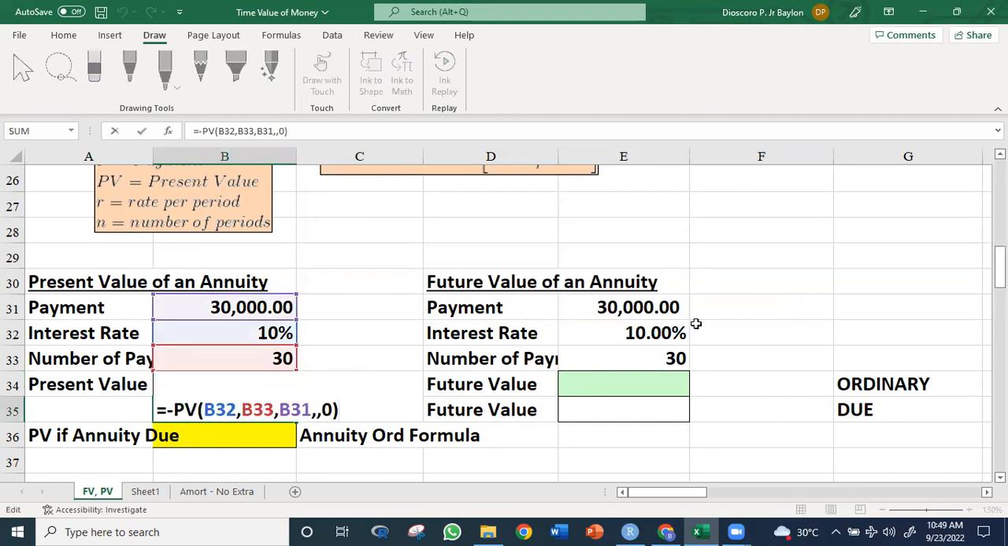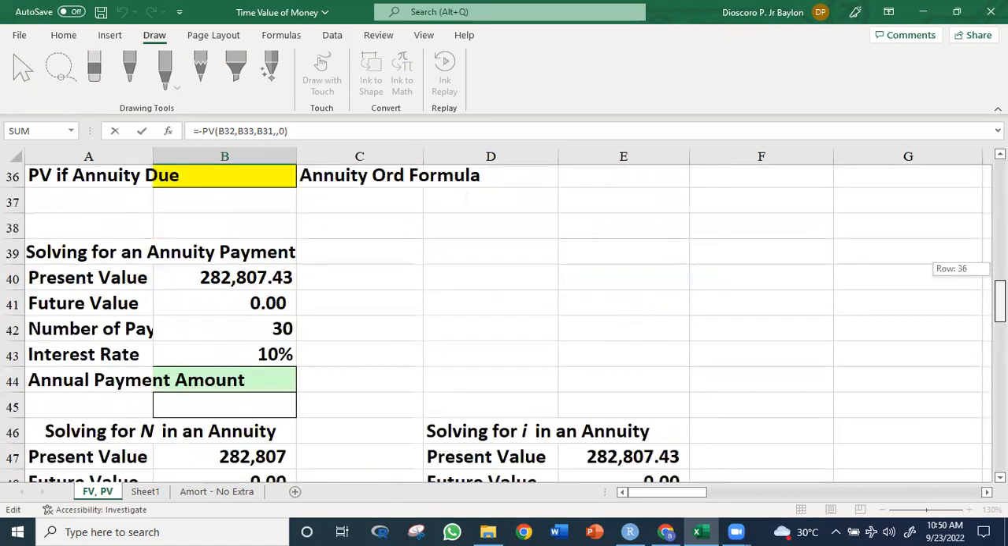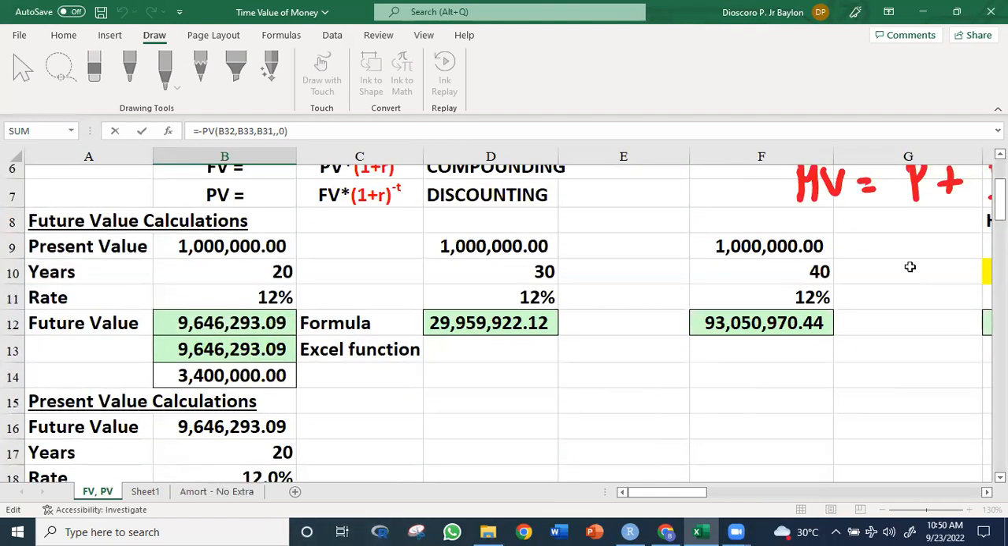Let me just flash that for the benefit of those who are looking at it also. So what we have done so far: we learned how to compute for the present value and future value using formulas and also using the Excel function. And then we looked at the present value of an annuity, using the formula and using the function in Excel. Next meeting, we're going to continue with this. We're going to look at the other functionalities in Excel, and we're also going to look at amortization.